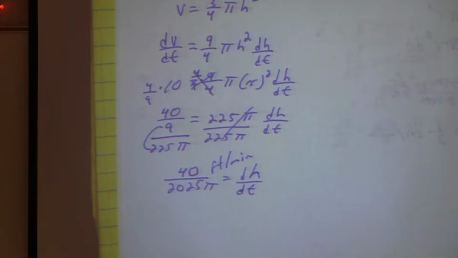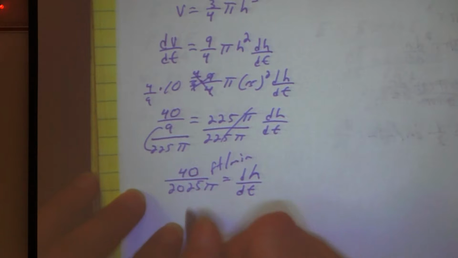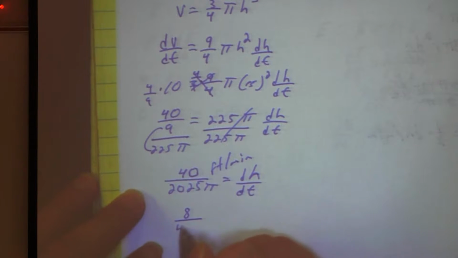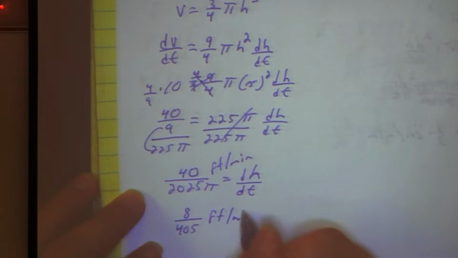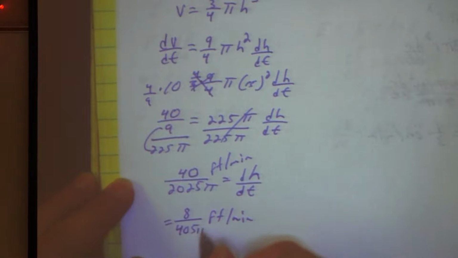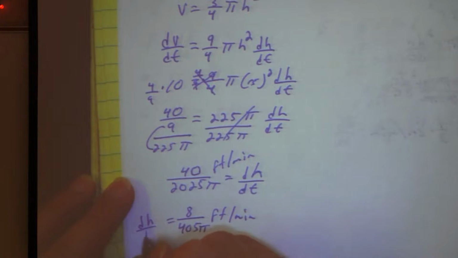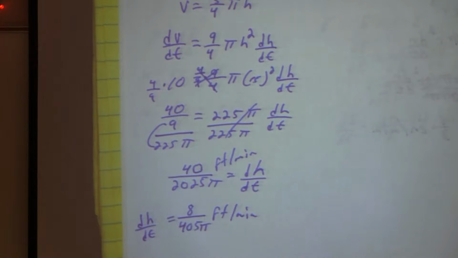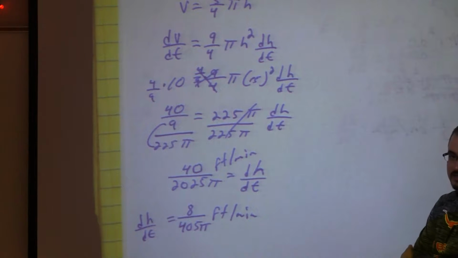5, 5? Okay, how many 5s into 40? 8, 8? And 5s into 2025? 405. Okay. So you're saying 8 over 405? Yeah. Feet per minute? Pi, just kidding. Wait, did I do that right? I don't know. The 405, I think. Yeah, that's right. Boom.